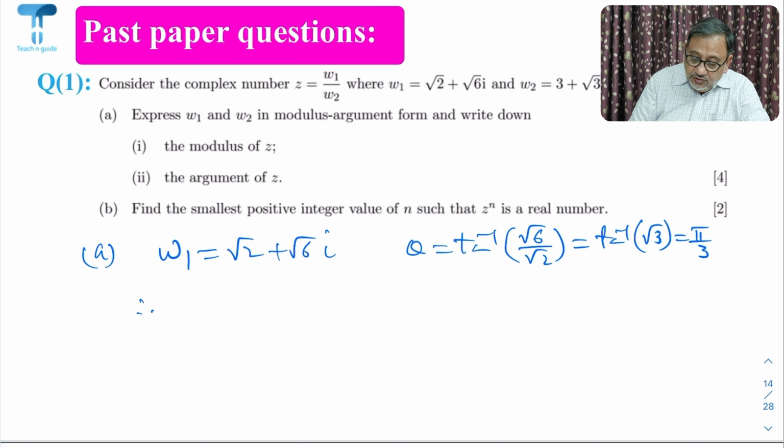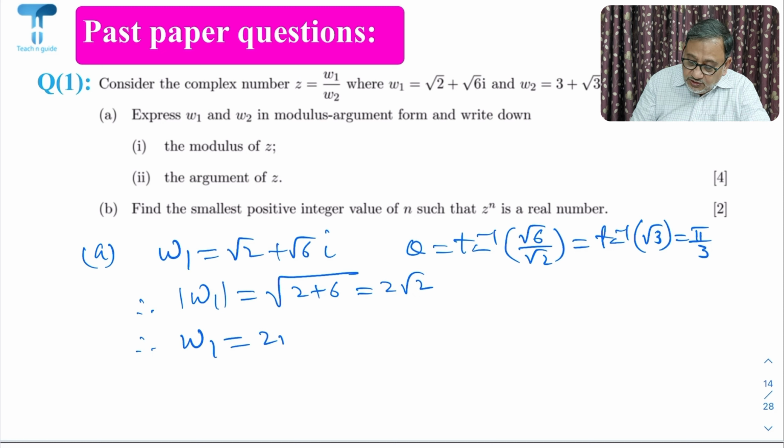So therefore, what will be the modulus of this? Square root of 2 is root 2 square 2, root 6 square 6, 6 and 2 is 8, which will be 2 root 2. So therefore W1 is 2 root 2 cis pi by 3, right? And similarly W2 also I will find.